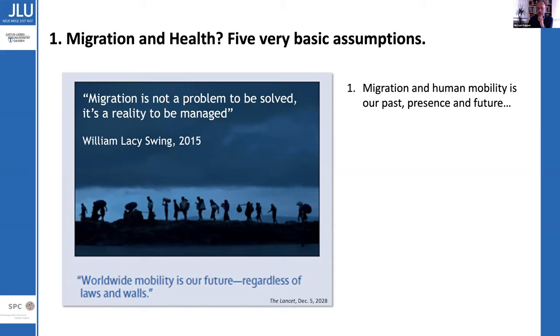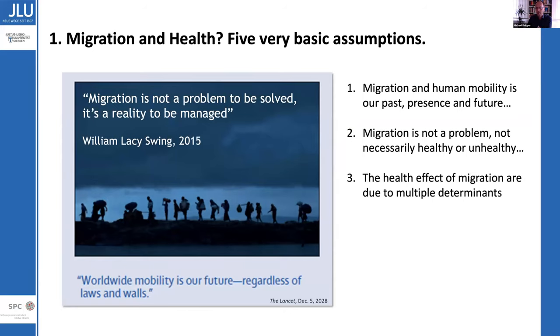And we cannot prevent migration. We should prevent forced migration. We should prevent that people are forced to leave their countries, but migration and mobility itself is not a problem. And that's the second point: like William Lacy Swing said in 2015, migration is not a problem to be solved, but a reality to be managed. And I think migration in our context is not a problem in itself and not necessarily healthy or unhealthy. It depends very much on the conditions.